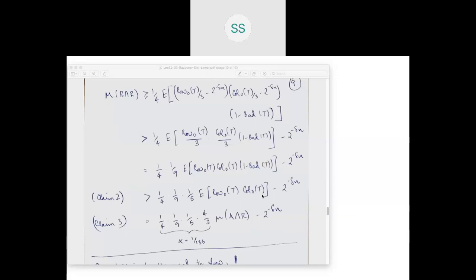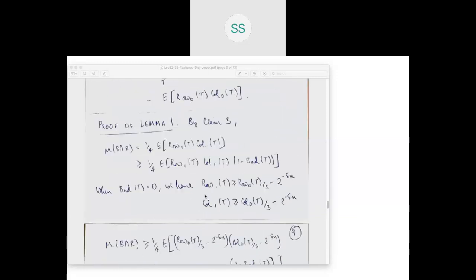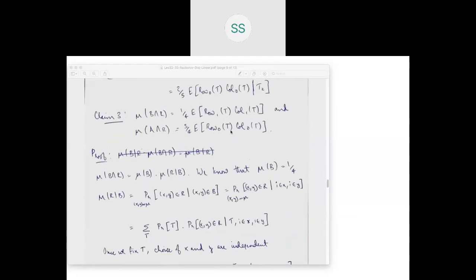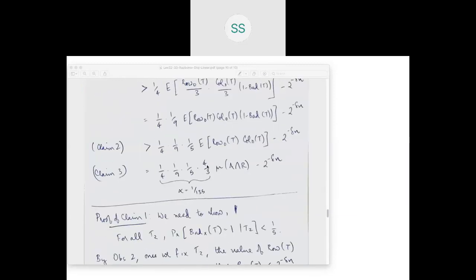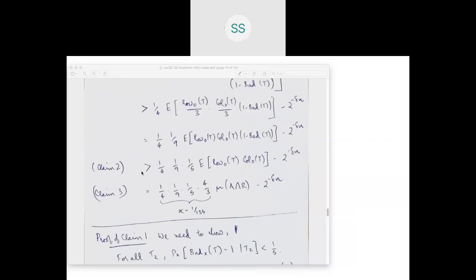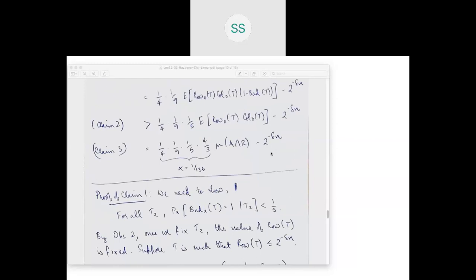And what is the expectation of row 0 t, column 0 t? Again, by claim 3, the expectation of row 0 t, column 0 t is equal to 3/4 times the measure of A intersection R. So this is 4/3 times this. So I write it as 4/3 times the measure of A intersection R minus 2 power minus delta n. And the 4's cancel and the denominator is multiplied to 135. So alpha is equal to 1 by 135. And recall the left hand side was mu of B intersection R. So thus we get the statement of the lemma.